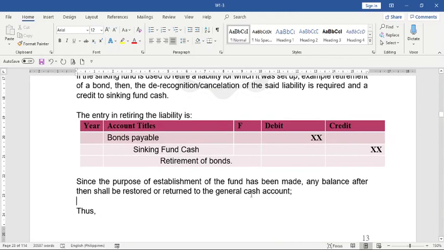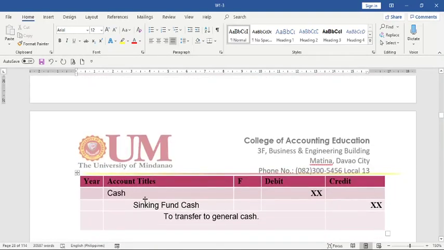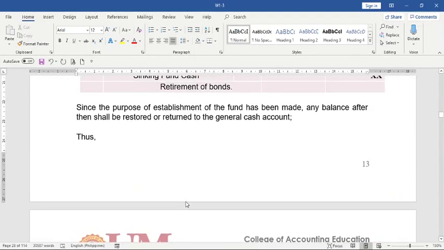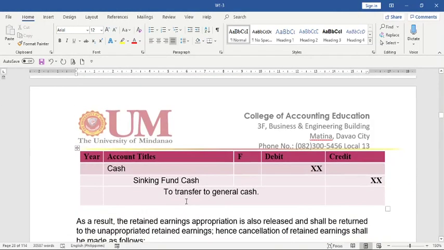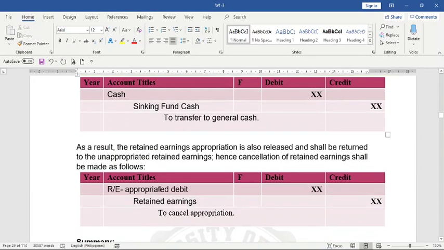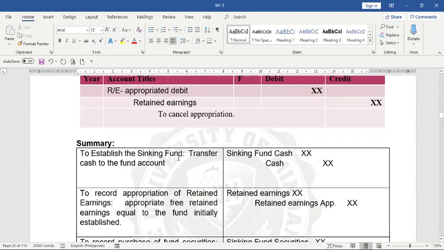So, if there are balances from the sinking fund cash, you restore it again, ibalik sa general cash. So, debit cash, credit sinking fund cash. Kasi natapos na yung purpose ng iyong sinking fund. So, as a result, of course, from the appropriation of your fund sa retained earnings, i-cancel mo din siya, ibalik sa retained earnings unappropriated. Okay? So, take note of the summary.